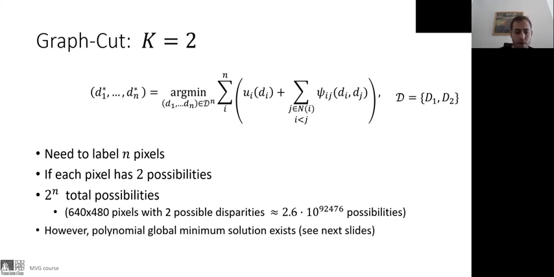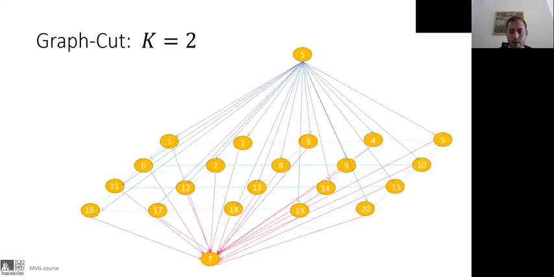But with flow network, I can solve this and find the global minimum in polynomial running time. So we will see it next.